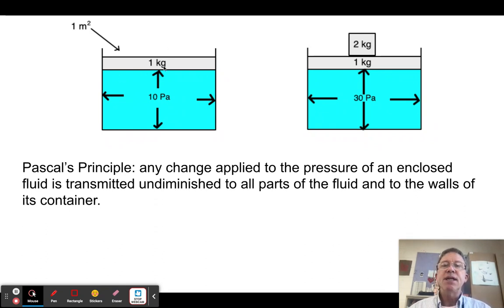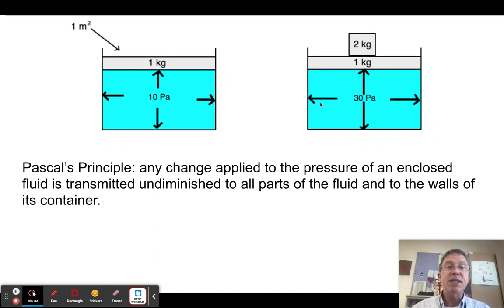So, in other words, let's look at what I have here. I have a 1 kilogram piston that has an area of 1 square meter, and it's applying an mg of 10 newtons across 1 square meter. So that gives me 10 pascals of pressure. If I was then to add a 2 kilogram mass on top of it, I would be changing the pressure of the system. There's now 30 newtons acting on 1 square meter.